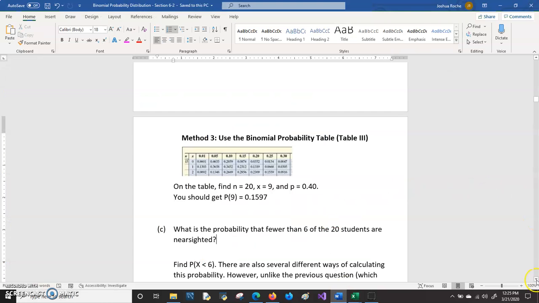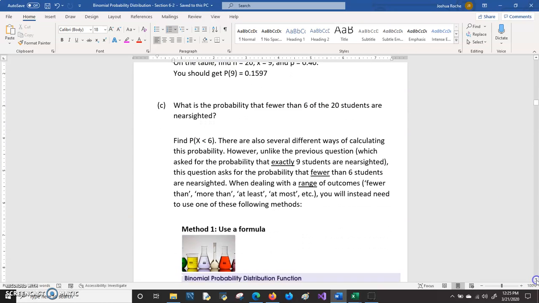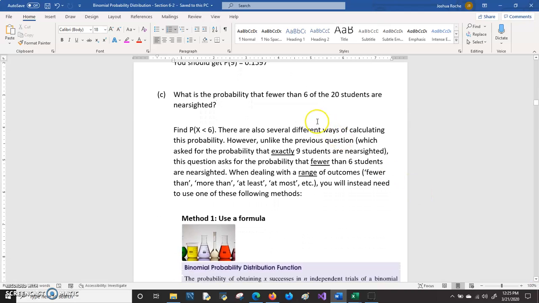So in part C of the same problem, it says, what's the probability that fewer than 6 of the 20 students are nearsighted? So ultimately, we're trying to find the probability that X is less than 6. And like before, there are different ways of doing this calculation. But unlike the last question, we'll have to use some different methods.